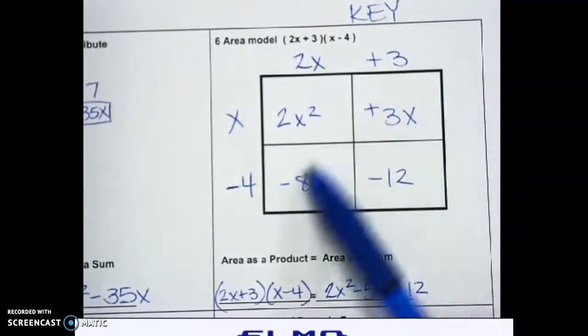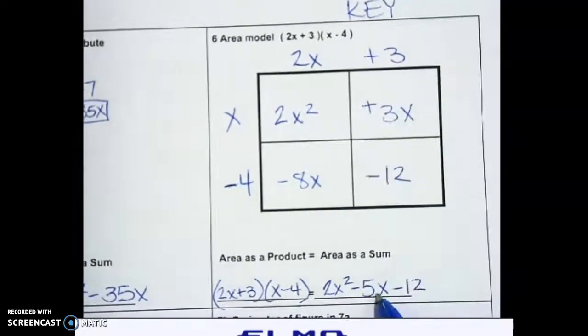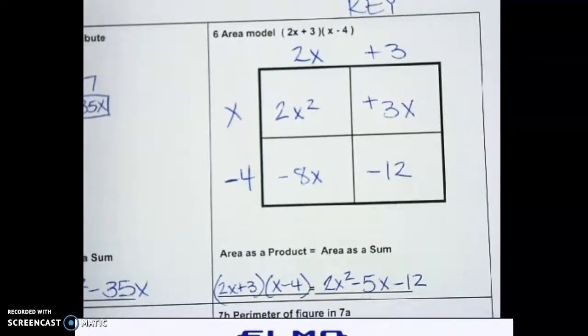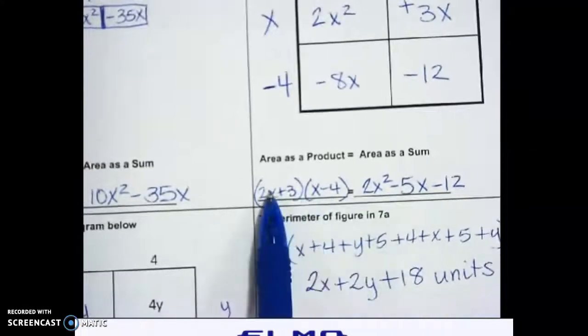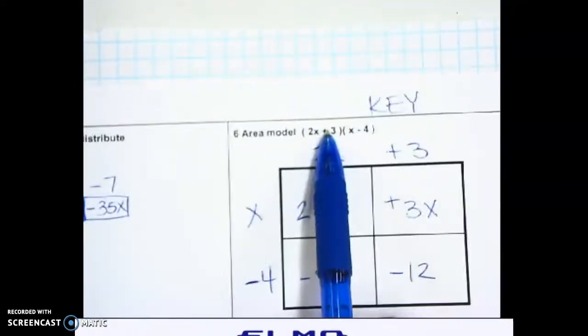I found my like terms right here, the negative 8x and the positive 3x. Combine to get negative 5x. The 2x squared and the minus 12 do not have like terms. To write the area as a product, I just copied down what was up here in the original question.